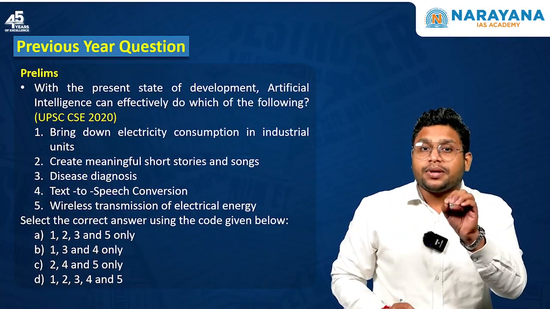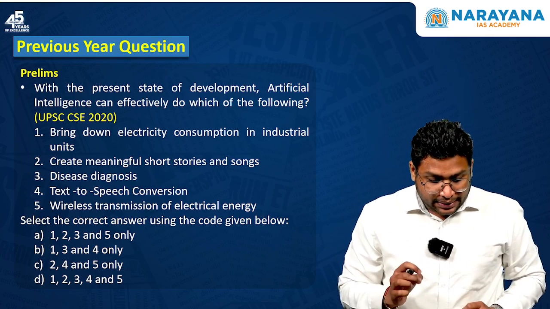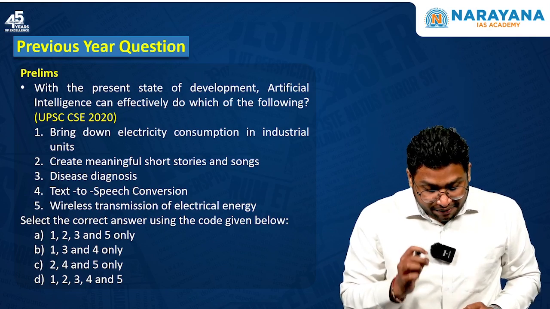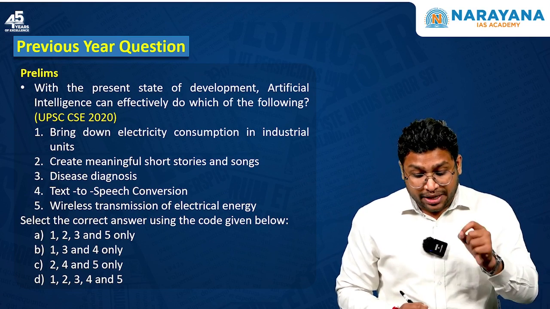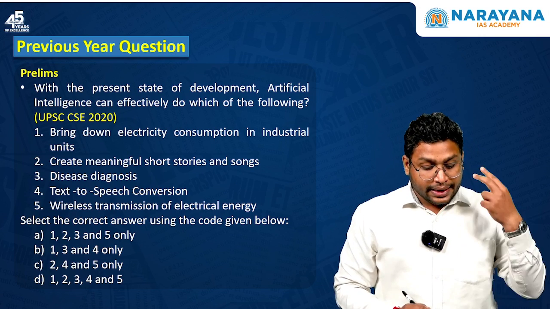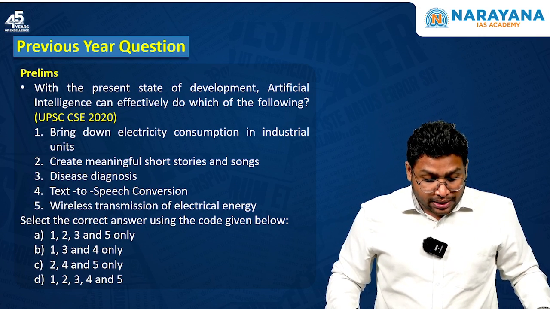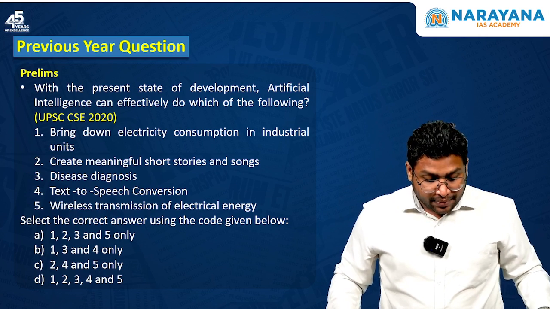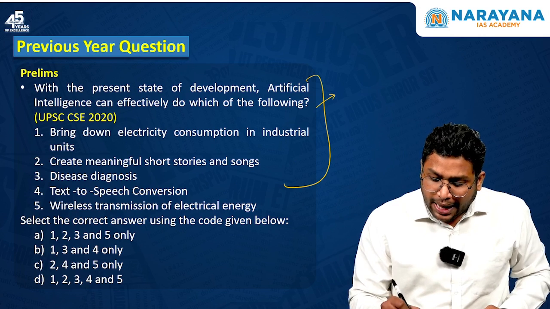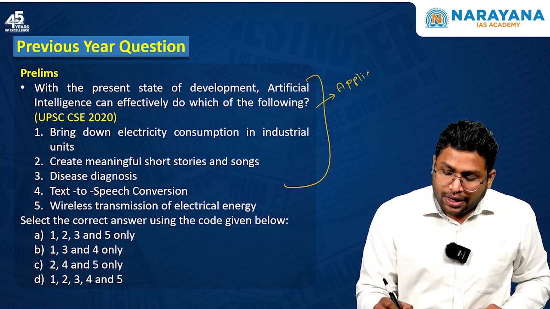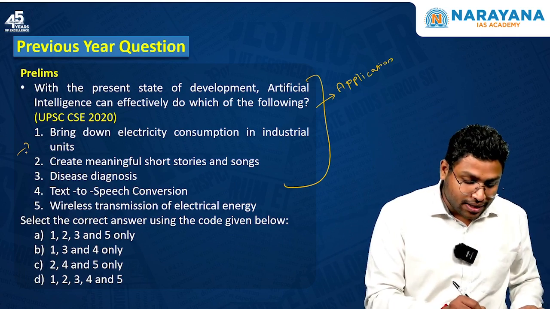Now look at this previous year question. It says, with the present state of development, artificial intelligence can effectively do which of the following? Number 1, bring down electricity consumption in industrial units, create meaningful short stories and songs, disease diagnosis, text-to-speech conversion, and wireless transmission of electrical energy. So this is simply an application-based question. If you understand artificial intelligence as a technology and its applications, you can answer this question.